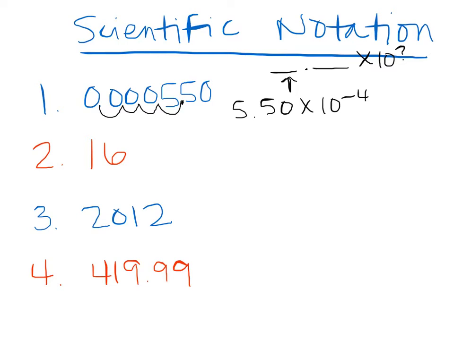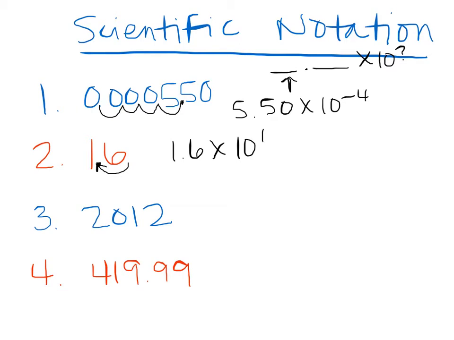For the next problem here, we look for our first non-zero digit, and it's 1, so I'm going to put my decimal in between 1 and 6. The decimal was originally here, so it had to move over one spot. And so our answer here is going to be 1.6 times 10 to the first.